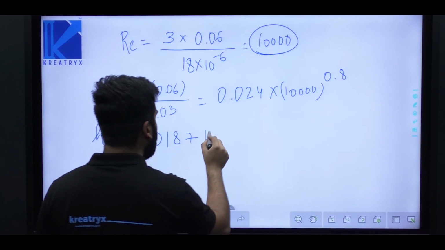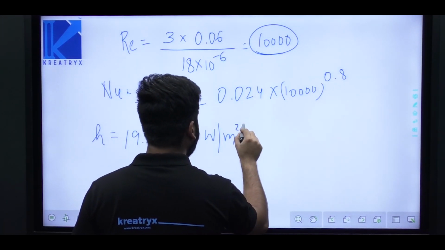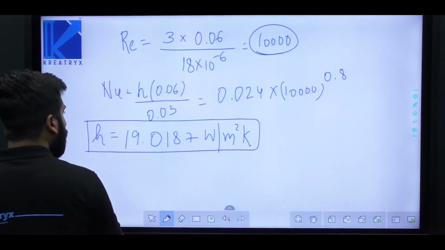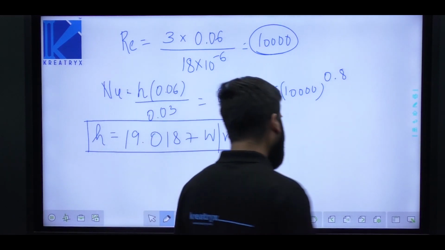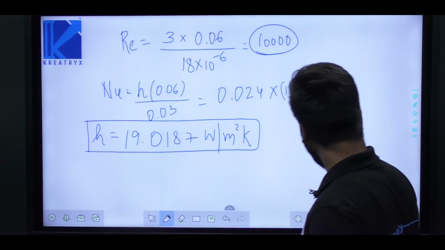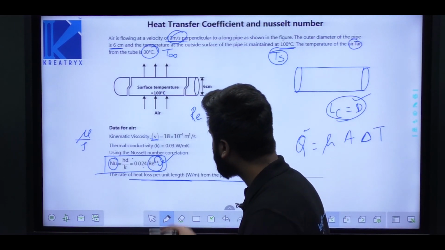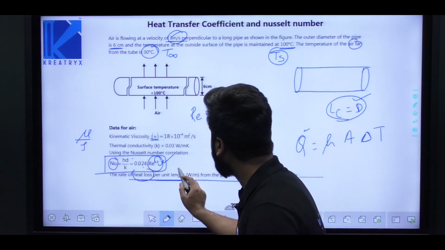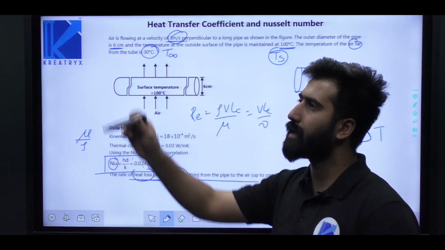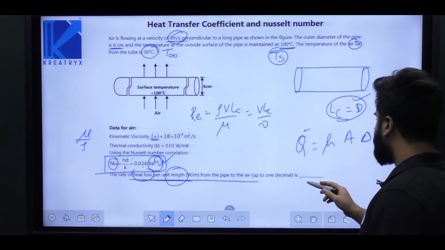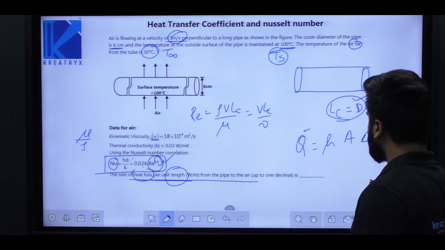0.0187 watt, in what units? Watt per meter square. This will be h with me. Now I have h with me, and area I can find out. Area is what? Pi d L. L is not given, but they have asked us to find the rate of heat loss per unit length only, so I can take that L in the denominator of Q.